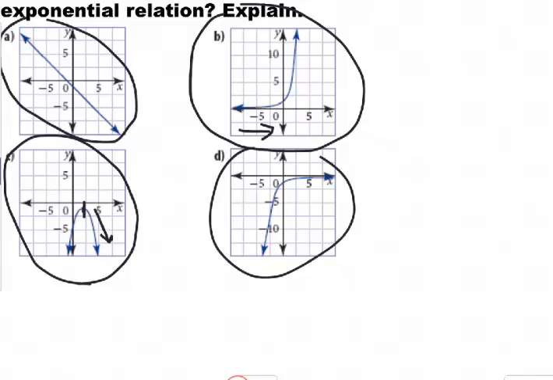This one, as I go from left to right, you can see that the y values are increasing, then they start to become something like a horizontal line. This also represents an exponential relation. So B and D, they represent exponential relation.